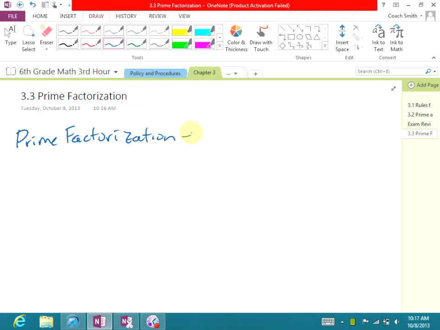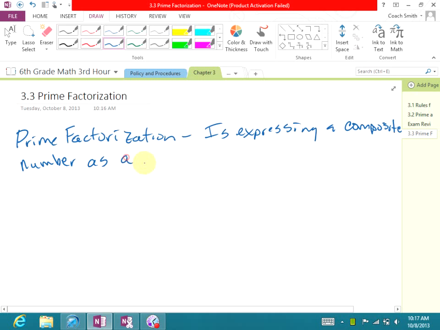All right, prime factorization. Prime factorization is expressing a composite number as a product of its prime factors.